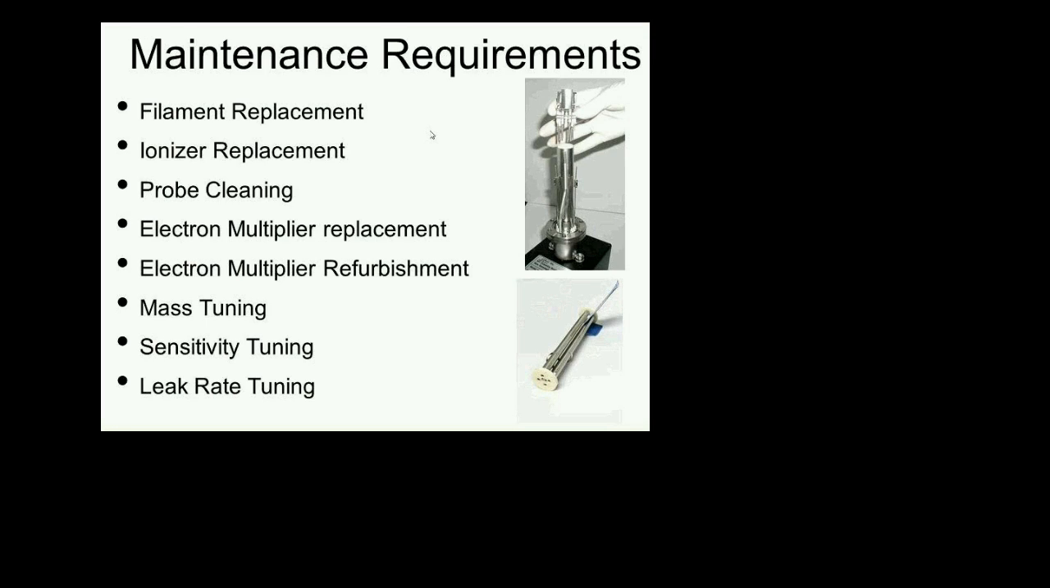You will need to replace filaments on RGAs. You will need to replace ionizers. The filaments degrade and eventually break. Ionizers get contaminated and eventually need to be replaced. The quadrupole eventually will get contaminated, and it will start showing lower sensitivity. You'll have to do what's called a probe cleaning. If you have an electron multiplier, you will have to replace it every now and then, and there are ways to even refurbish the old one.